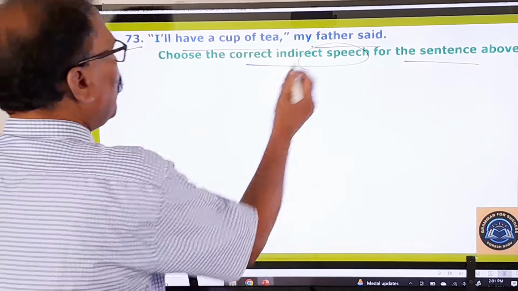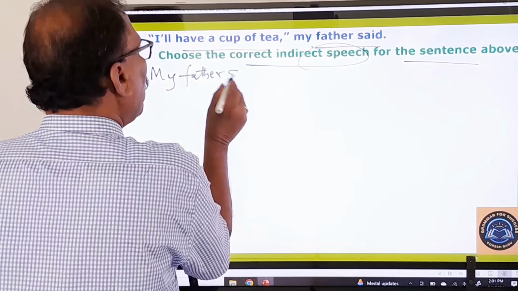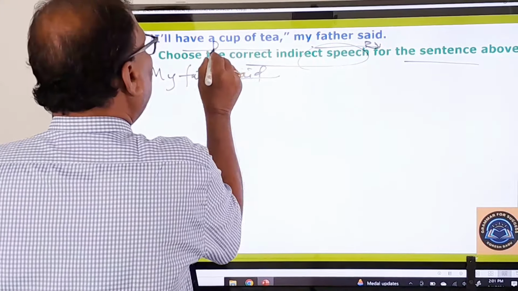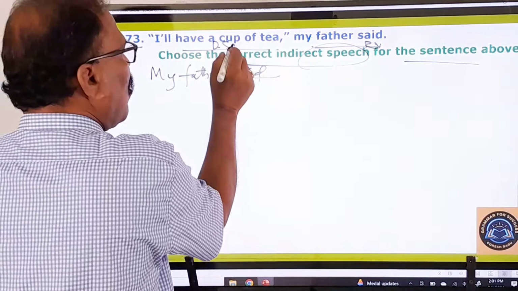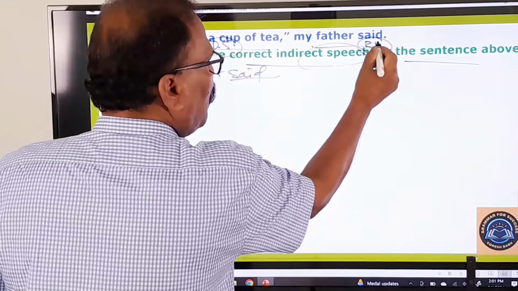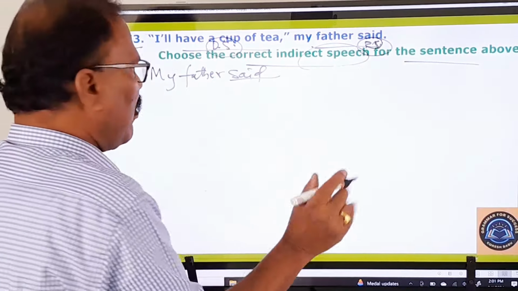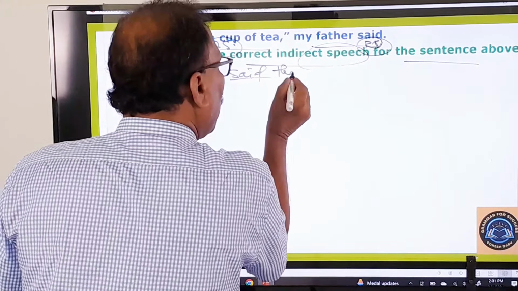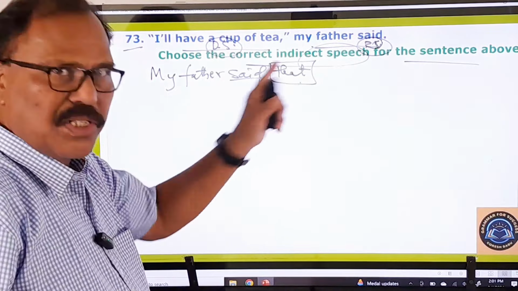Let us do it. So here, my father said. This said is called the reporting verb. Whatever sentence is put in the inverted commas is called the direct speech, and this is called the reporting verb. My father said, it won't change. Now to connect this reporting verb and this direct speech, we have to use the connecting word that. My father said that.